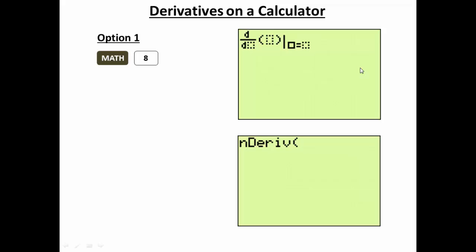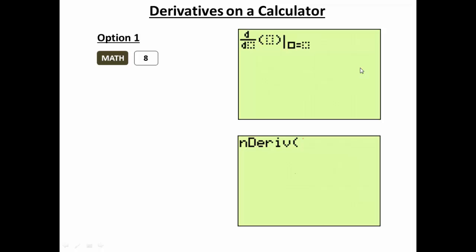Our first option is going to be using the math menu. So from your home screen, just hit the math button. You're going to select option 8, and depending on what operating system you currently have, if you have the newest operating system, it's going to look like the top box. If you have the older operating system, it's going to look like the bottom box. Hopefully you've updated your calculator or you've purchased a calculator recently and it's going to look like the top one. If you have an older calculator, it's going to look like the bottom one, but the key sequence is pretty much the same.